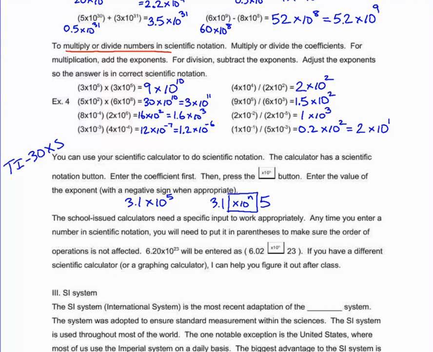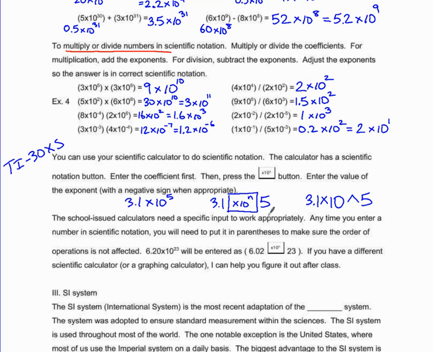There is a second method, and it's a little bit longer. It still works. This is what I normally see students doing when they first get to my class. They are typing 3.1, hitting times, typing 10, searching for the caret button, and then typing 5. It still works the same, it's just now they're hitting 3 extra buttons and it takes longer. There is one button that does all of that.